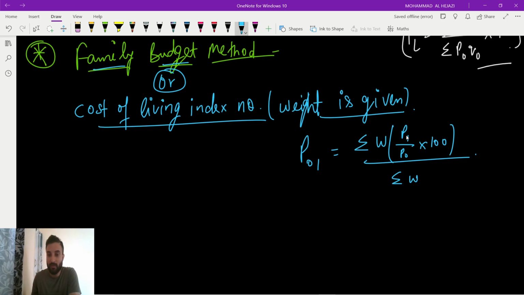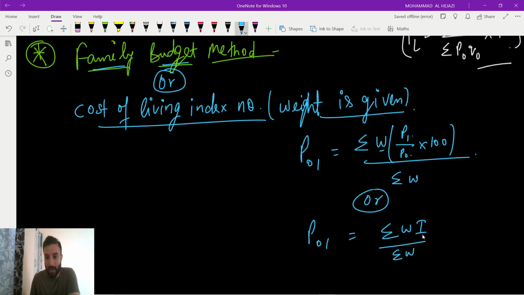Okay, so sometimes, guys, they will give P1, P0 and W, and we will use the formula directly, which is summation of W into I by summation of W. Here I is the index number. Sometimes, in place of P1 and P0, they will give the weight and the index number. At that time also we have to use the same method. So we have to find W into I for each item, then take the summation, and then divide by summation of W.